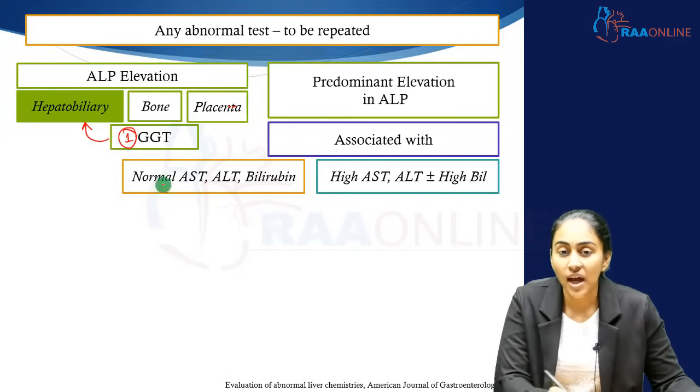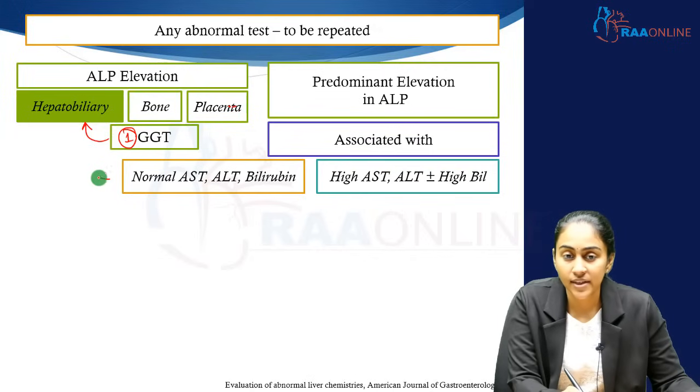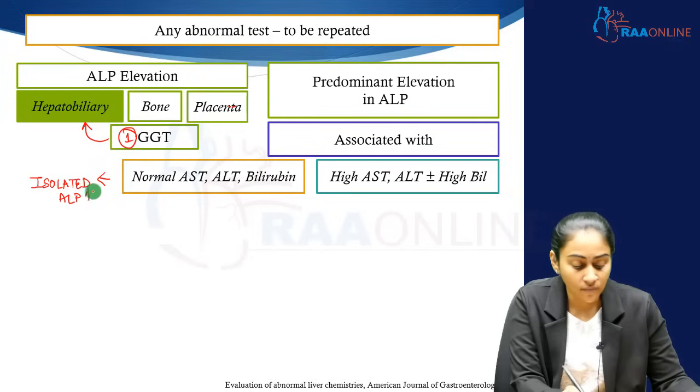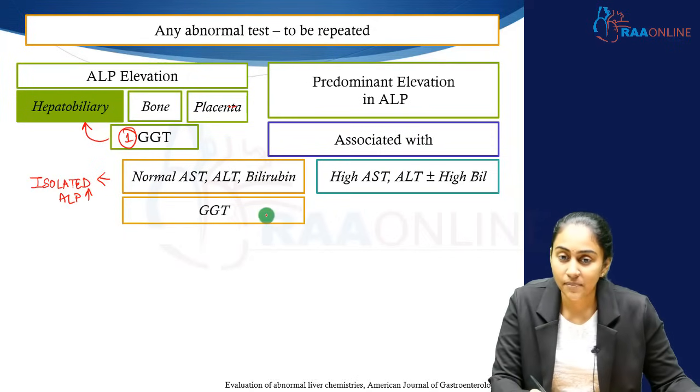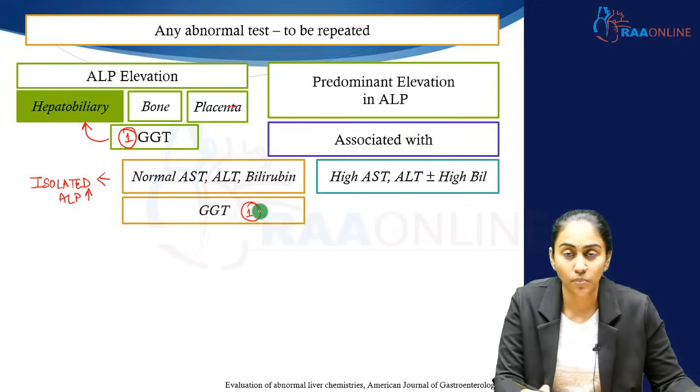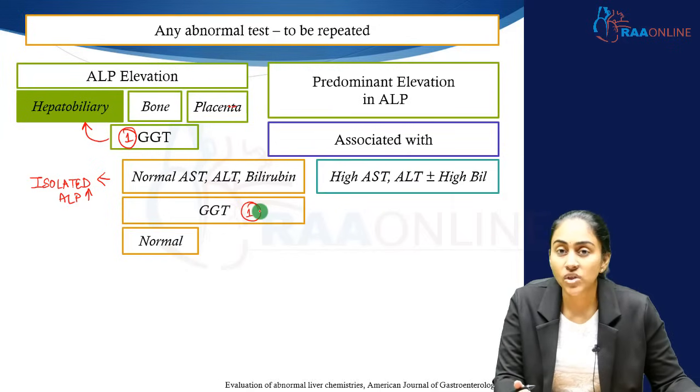Now, if AST, ALT and bilirubins are normal, this is referred to as an isolated alkaline phosphatase elevation. In that case, as I mentioned earlier, GGT is the first thing that we do to rule out a bone cause of elevation in alkaline phosphatase, which is very common. Even conditions like vitamin D deficiency, which is so prevalent, can produce a slight elevation in alkaline phosphatase.